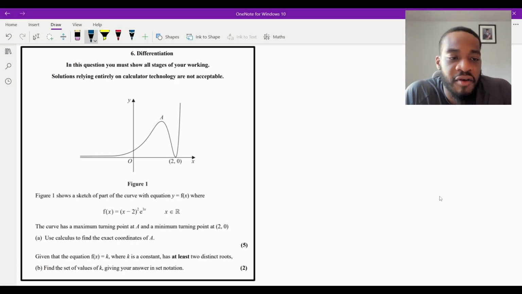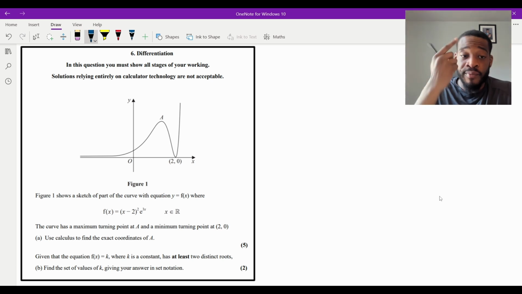Okay, so question 6 says figure 1 shows a sketch of part of the curve of equation y equals f of x, where f of x is equal to x minus 2 squared times e to the 3x, where x is an element of the reals. The curve has a maximum turning point at A and a minimum turning point at 2, 0. Part a says use calculus to find the exact coordinates of A for 5 marks.